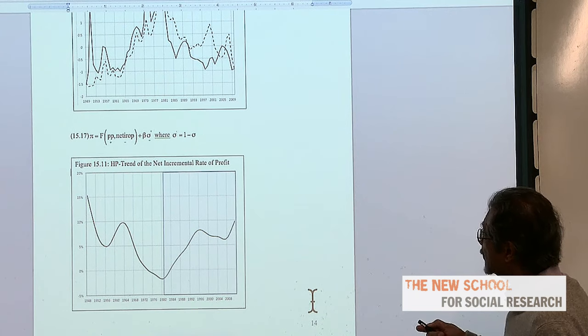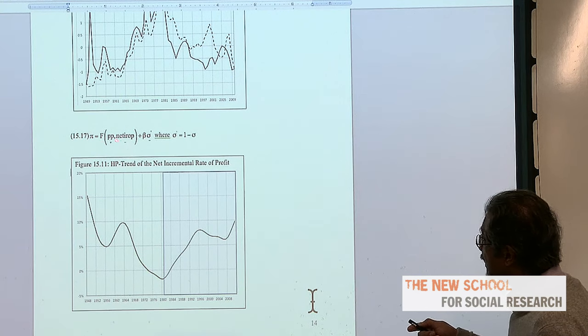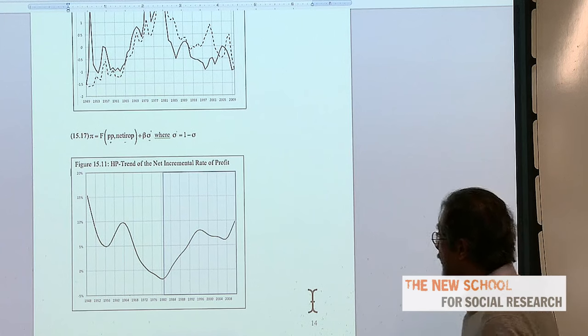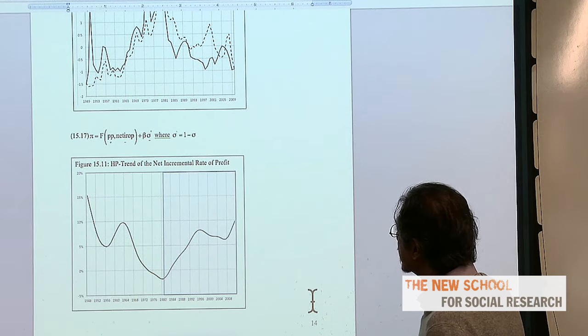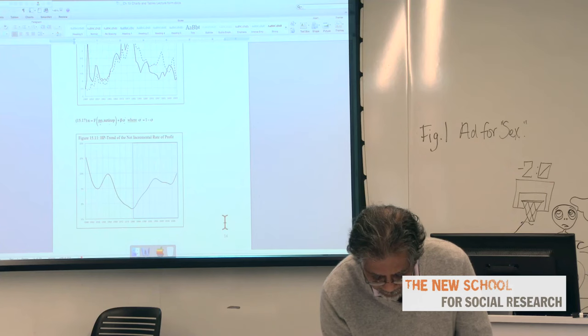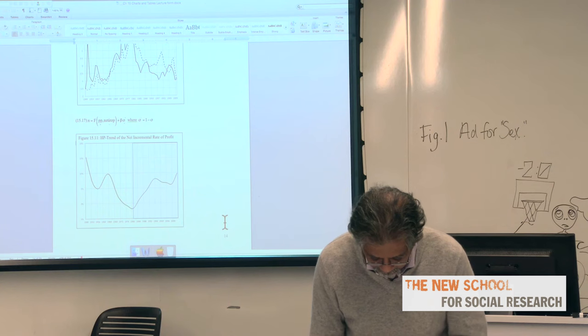which is the net incremental rate of profit. And this is the HP trend of it. And you can see in the first part, it is declining. And the second part is rising. So here, if it's declining, it's going to give a negative, you would have less of a negative impact on inflation. I seem to have not printed out something. So I should have brought the book with me.